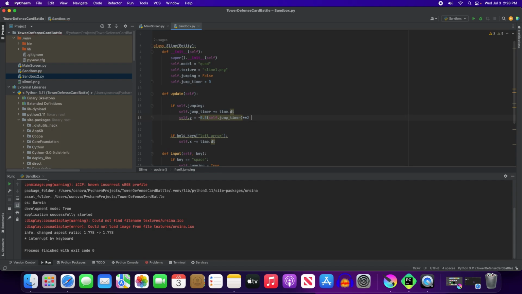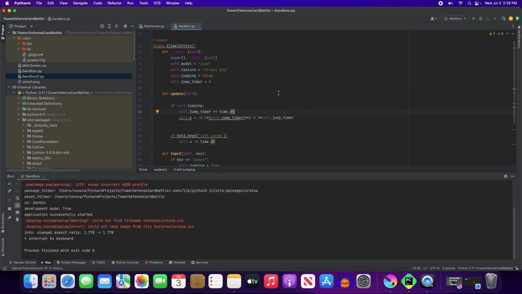And then plus an initial velocity of, we're guessing here, let's go with 3. And that's also got to be times, oops, I forgot the times here. Times, there we go. And we're going to do 3 times just the time. We're not squaring the time here. So plus 3 times self.jump timer.